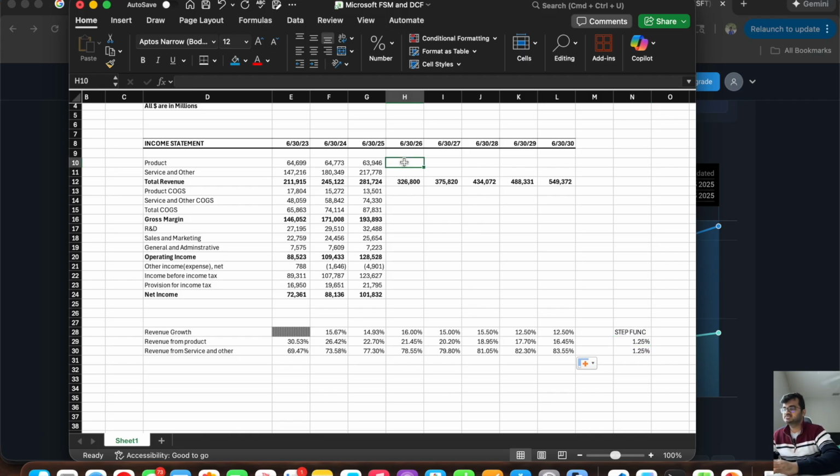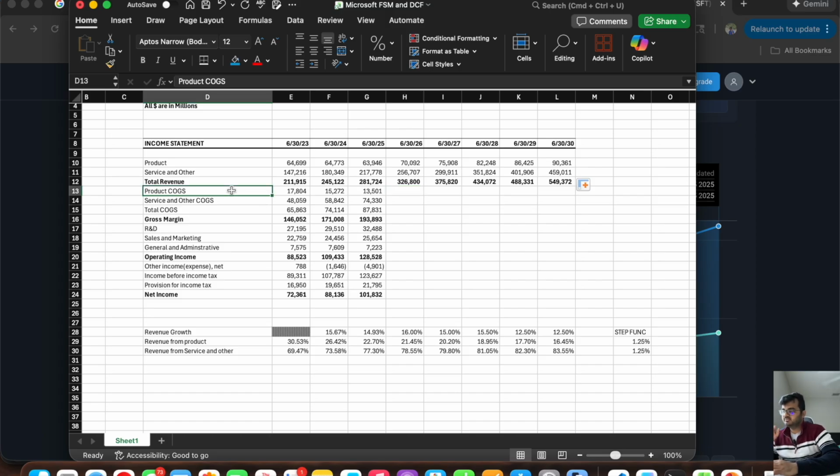But I would stick to my assumptions and go ahead in calculating the revenue of product and the revenue of service and other segment. So I got this and I got this. As a sanity check, just make sure that by summing up these two numbers, we are getting this number. Here, yeah, I'm getting 549372. We are good. Now, the next one is COGS.